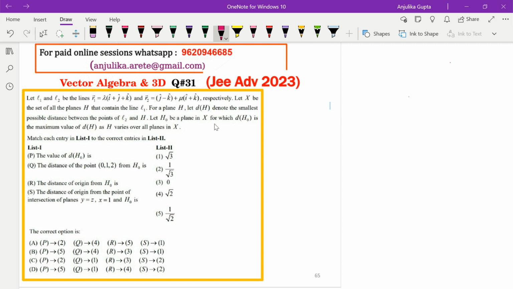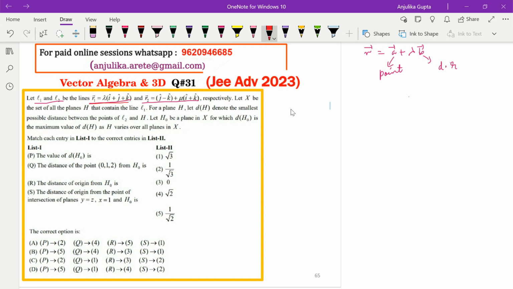Another question which will need visualization. You are given two lines L1 and L2 like this. What do you understand? If a line is given to you like A vector plus some parameter times B vector, what you understand is that this is the point where your line passes through, and this is the direction ratio of the same line.